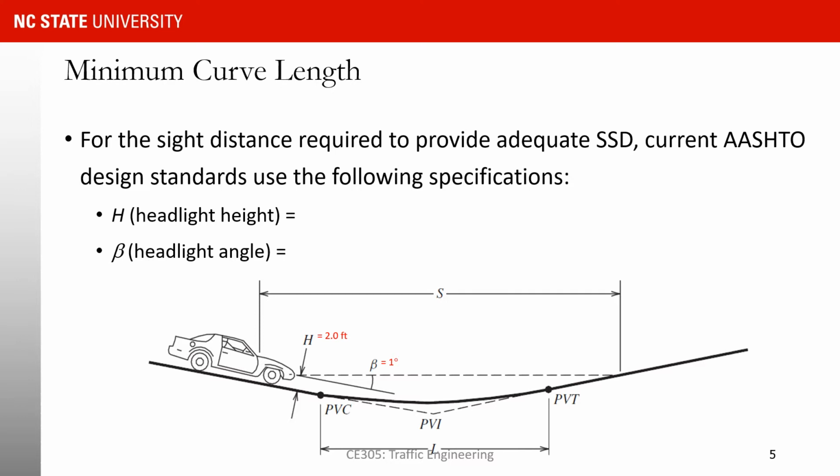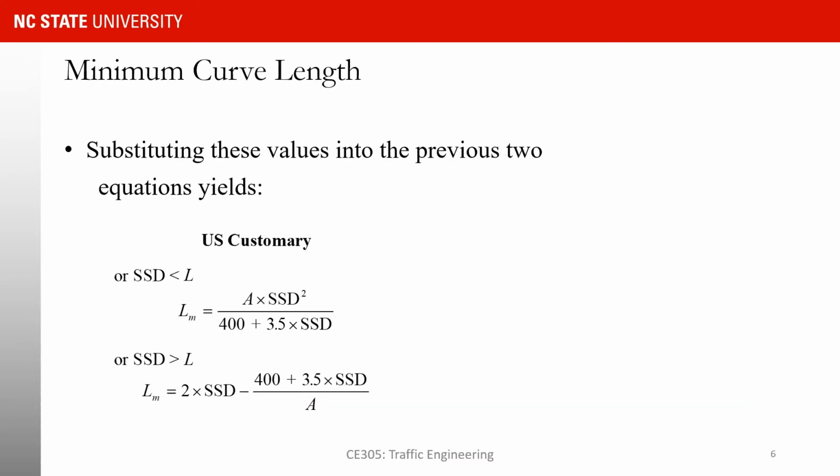So the design value that we use for H is 2 feet or 600 millimeters. The design value that we use for beta, or headlight angle, is 1 degree. So if you plug in these two values in the equation that I showed you on the previous slide, you will be getting two simplified equations. Those equations are shown here.